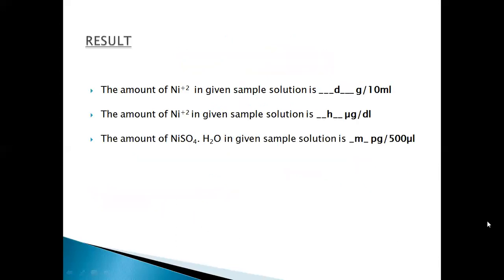Finally, we will compile the result of all the objectives. Number 1, the amount of nickel in the given sample solution is D gram per 10 ml. Suppose D is your supposed value. The amount of nickel in the given sample solution is suppose H microgram per deciliter, and the last one is the amount of nickel sulfate heptahydrate. 7 is missing here. Please write 7 here. The amount of nickel sulfate heptahydrate, this is 7H2O, in the given sample solution is suppose M picogram per 500 microliter.